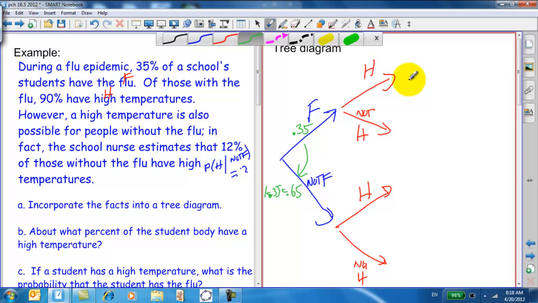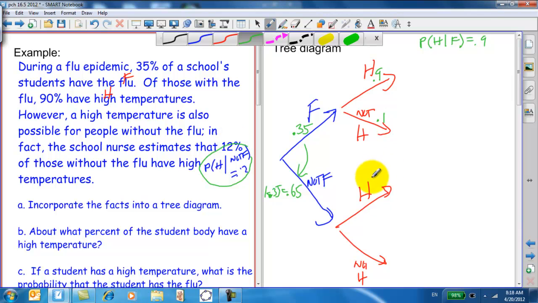We're also given a conditional probability over here. Of those with the flu, 90% have high temperatures. So the probability of a high temperature, given that you have the flu, is equal to 0.9. So we put a 0.9 right here. That implies that it's 0.1 that you don't have a high temperature. Remember, the probability of a high temperature given that you don't have the flu is 12%. So we put 0.12 here, and again 0.88. So we're able to fill out our entire chart here, and that's the tree diagram.